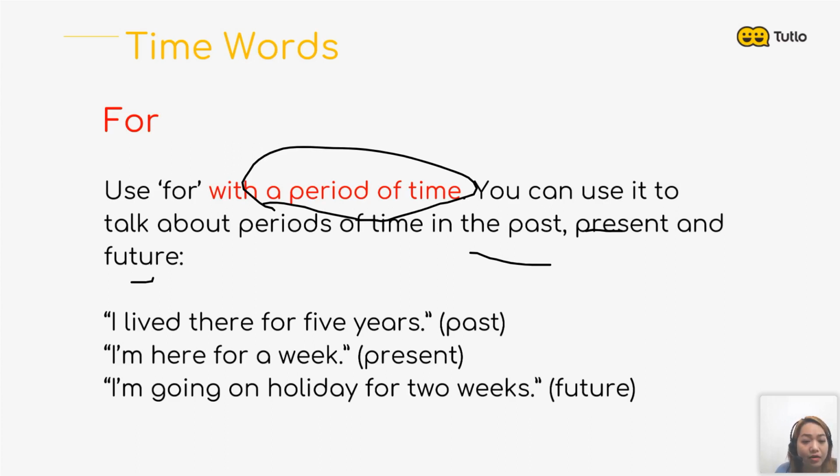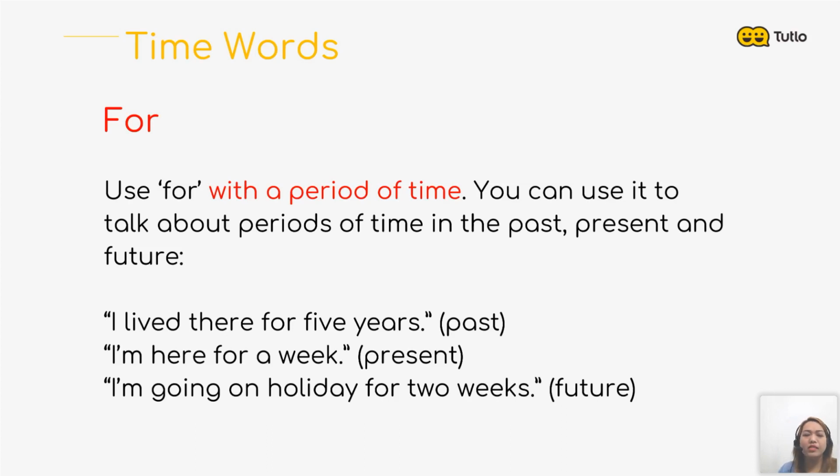I lived there for 5 years, something in the past. I'm here for a week, in the present time. I'm going on holiday for 2 weeks. That is in the future. Again, a period of time: for 5 years, for a week, for 2 weeks. Past, present, and future. Don't be confused. Next, another one.